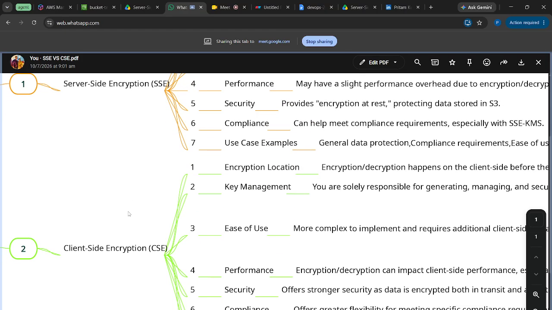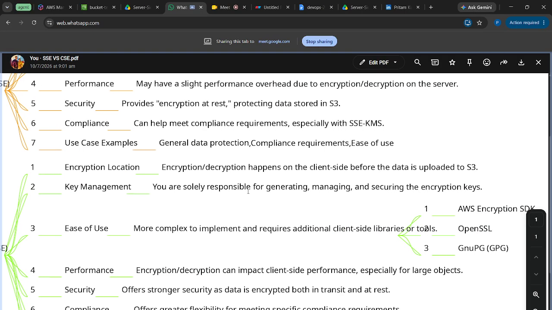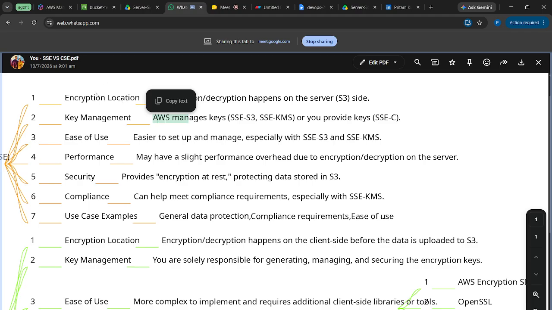Now comes the question: what is client side encryption? Now let's get into client side encryption. What is the encryption location? If you compare, both sets of points are the same: encryption location, key management, ease of use, so that it is easier for you to compare between both of them. In client side encryption, encryption and decryption happen on the client side before the data is uploaded to S3. Okay, makes sense.